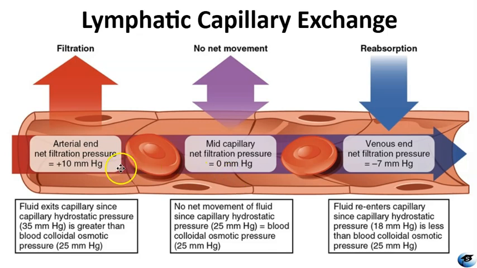On the left side, near the arterial end of the capillary bed, we see a process called filtration. The net filtration pressure here is plus 10 mmHg, meaning that the pressure inside the capillary, called the capillary hydrostatic pressure, is 35 mmHg, and that's greater than the blood colloidal osmotic pressure, which is only 25 mmHg. This pressure difference pushes fluid out of the capillaries and into the surrounding tissue.